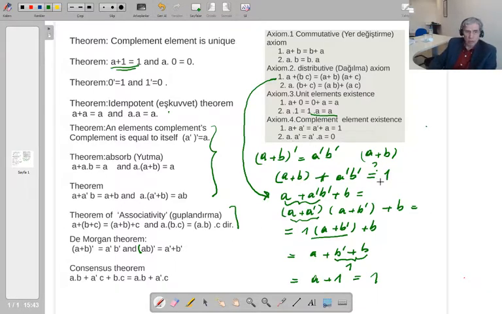The dual of it is going to be like that: (A B)' is equal to A' plus B'. So if you use the dual principle, you're going to end up with this. So we proved this theorem as well, De Morgan. What is left is consensus. I'm not going to prove that one, but I'll tell you what it is.